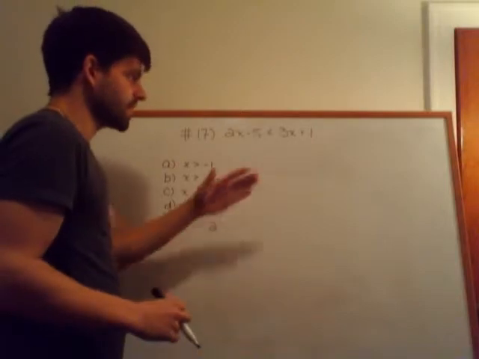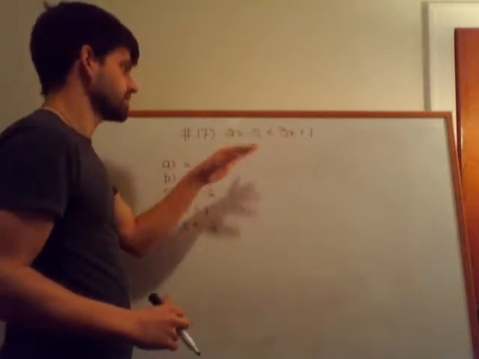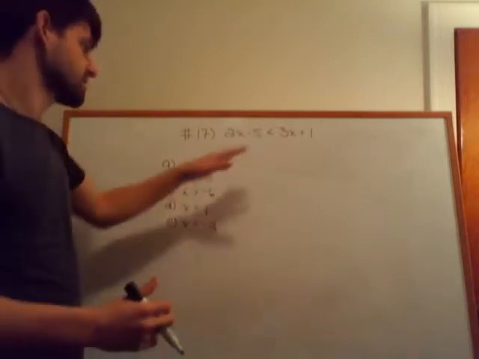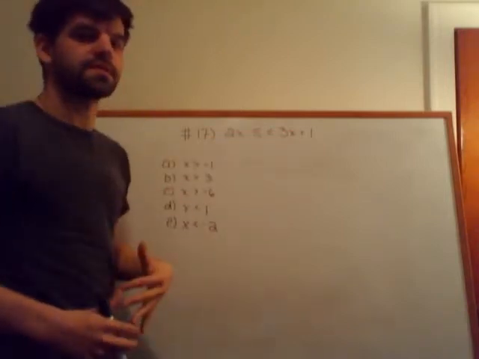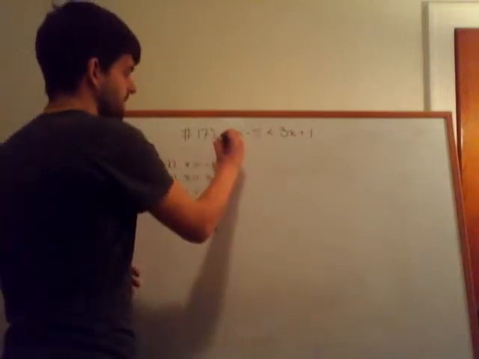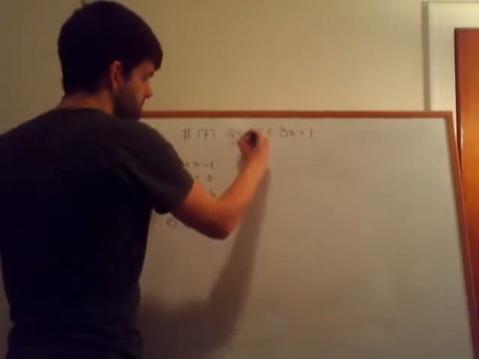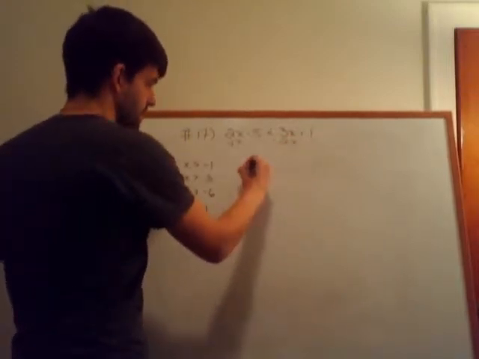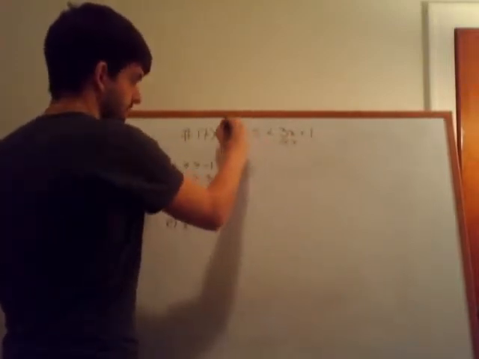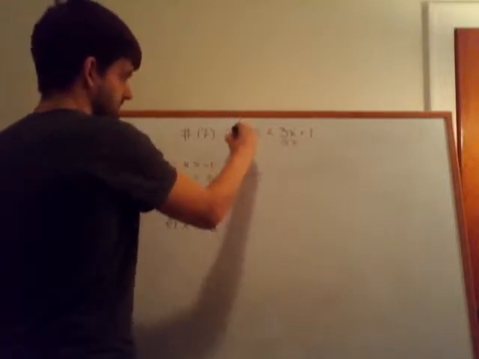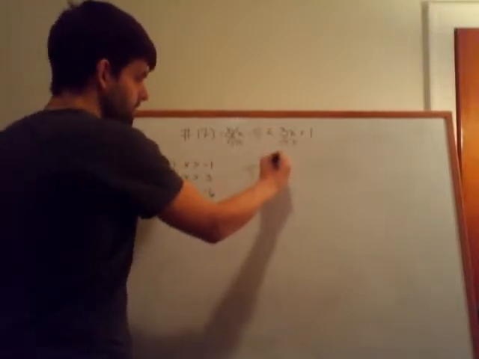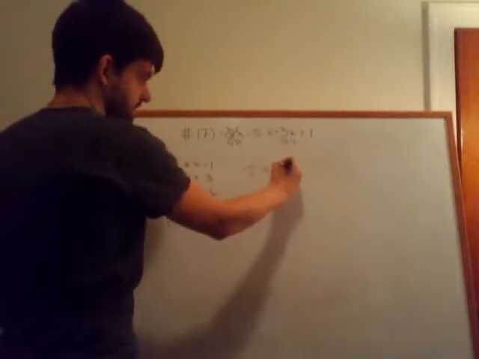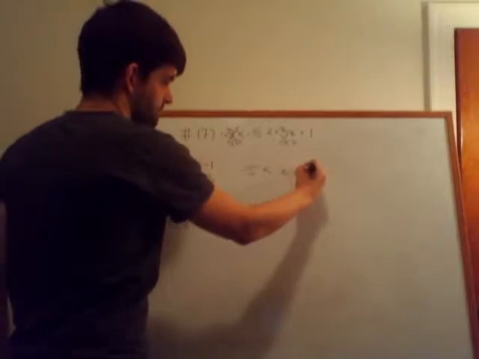So what I mean is if I were to subtract 3x from both sides, I would get a negative x here. Not that that's a big deal, but sometimes keeping the positive values just makes things a little simpler. So let's go ahead and do that. I'll subtract 2x from both sides. And when I simplify this, I'm going to get negative 5, because positive 2x minus 2x is 0. Negative 5 is less than 3x minus 2x, which is x, plus 1.